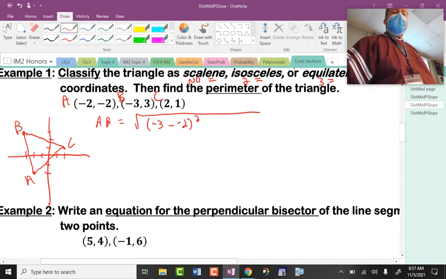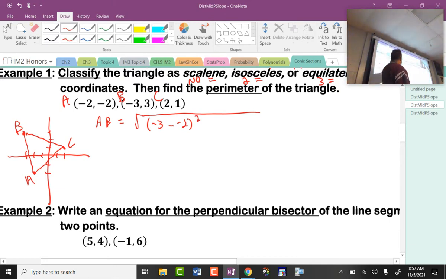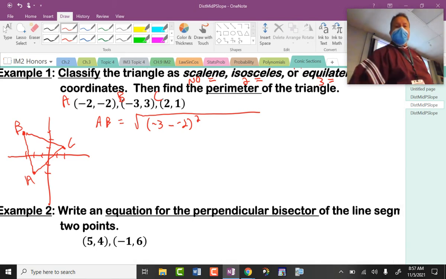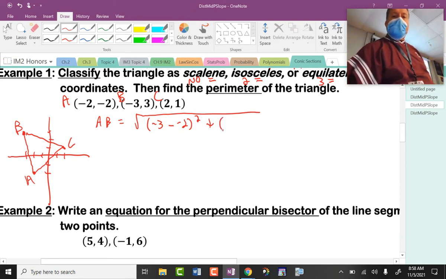Sometimes it does matter, but not too much. So the x is subtracted. -3 minus -2 plus 3 minus -2.